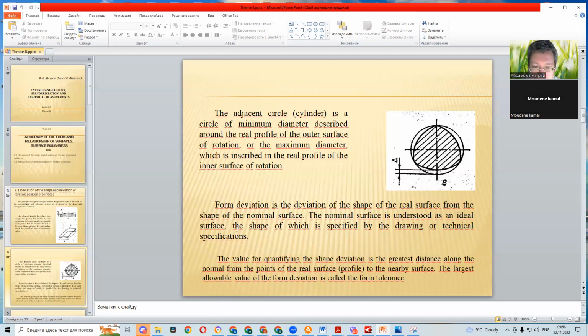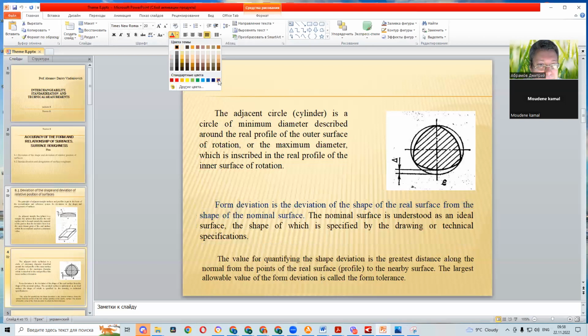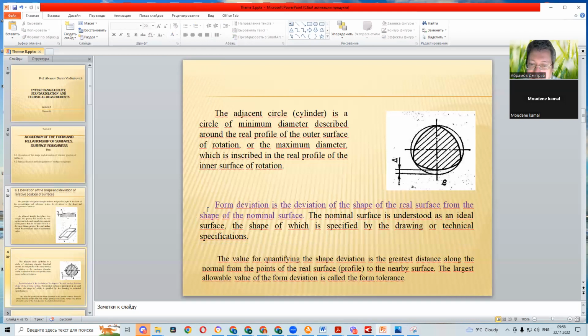Please write down in your notes this part of the slide. So, form deviation is the deviation of the shape of the real surface from the shape of the nominal surface. The nominal surface is understood as an ideal surface, the shape of which is specified by the drawing or technical specifications.